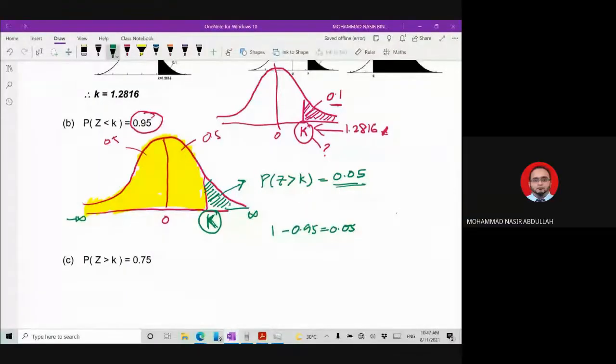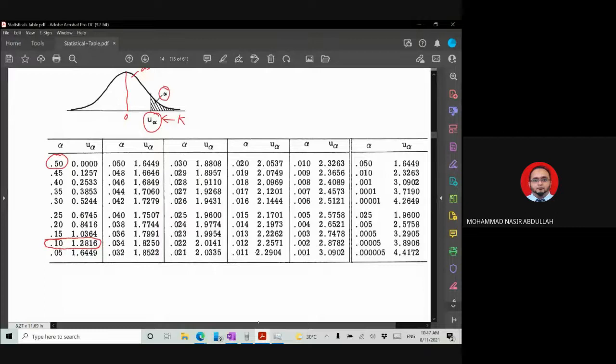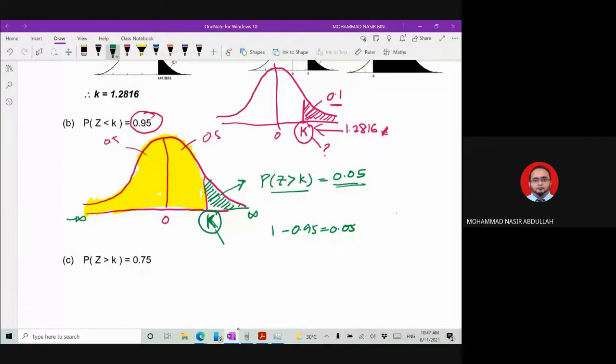It is the balance of 95%. Right, so this is 0.05, the probability of Z more than K is 0.05. So we look into the statistical table. 0.05 is here. The K value should be 1.6449. So here, 1.6449. Can you understand? Do you understand?